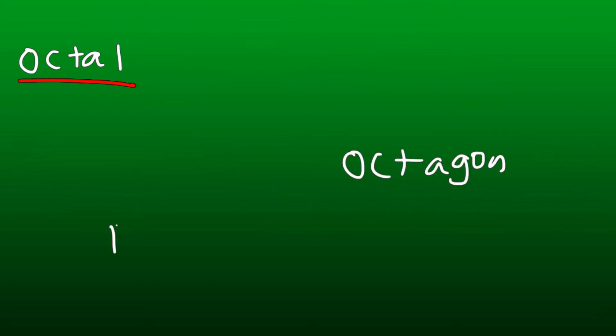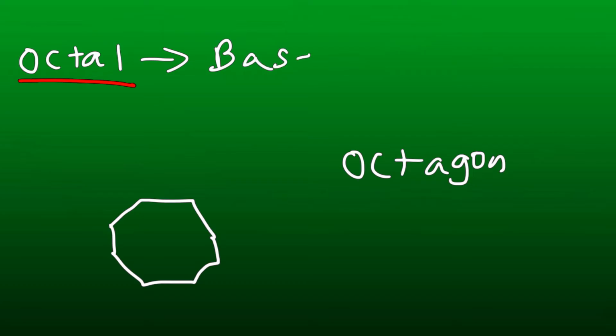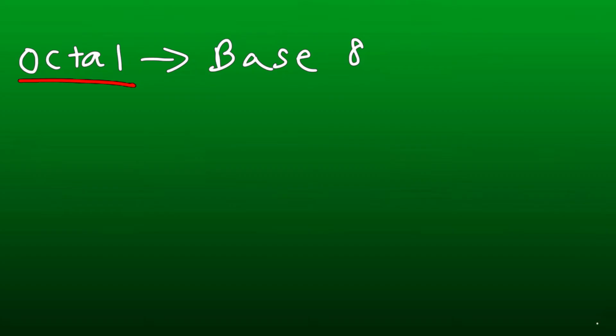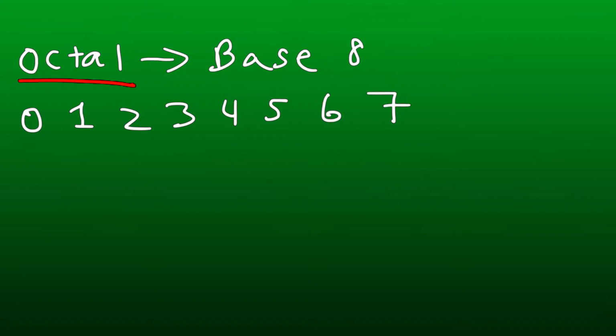Next, we have the octal system. And when you hear the word octal or octa, what do you think of? I think of an octagon. An octagon is basically a polygon with 8 sides. So octa means 8. So the octal number system is a base 8 system. So there's 8 numbers that we can use in this system. The first being 0, and then 1, 2, 3, 4, 5, 6, 7. So that's a total of 8 numbers, including 0.